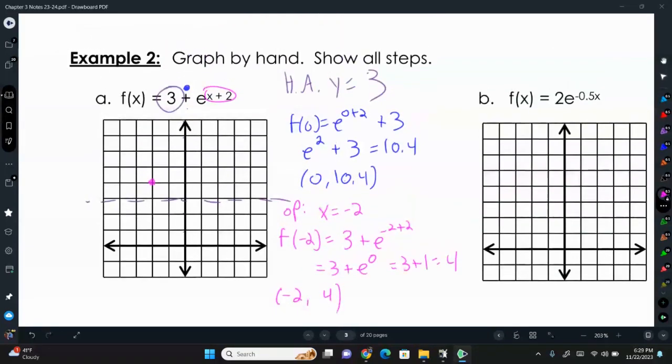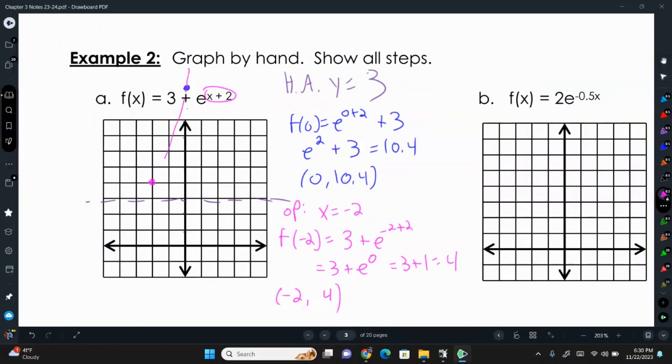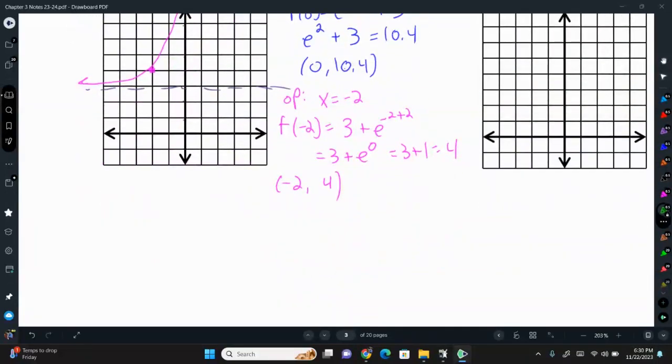And now we can sketch this. Whoops, I crossed the asymptote. We know we can't do that. Sketch our graph. Domain is still negative infinity, comma infinity. And then our range is positive 3, comma infinity.